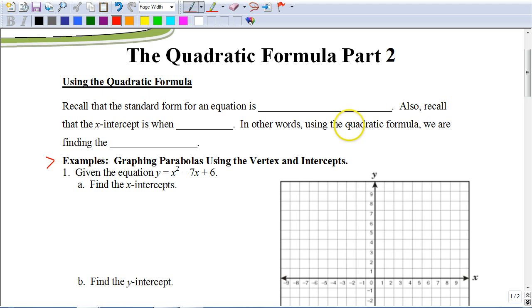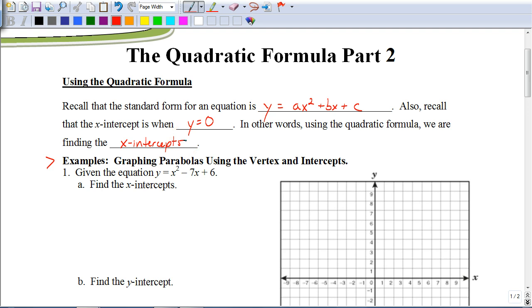But first off, let's look at this paragraph. It says, recall that the standard form for an equation is y equals ax squared plus bx plus c. Now, also recall that the x-intercept, where it crosses the x-axis, is where y is going to be equal to 0. Well, remember from yesterday with the quadratic formula, we were solving equations in standard form when they equaled 0. Well, if we replace y with 0, then to use the quadratic formula, what we're doing is we're finding the x-intercepts.